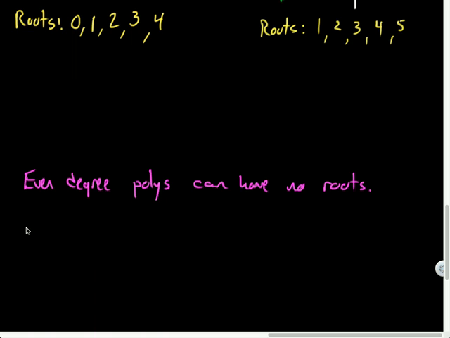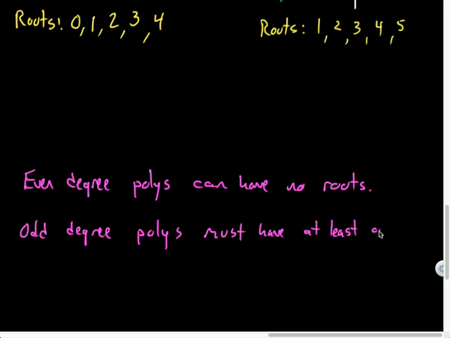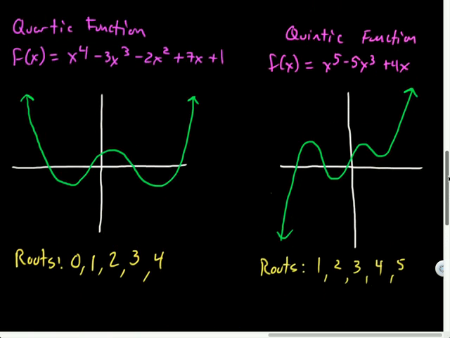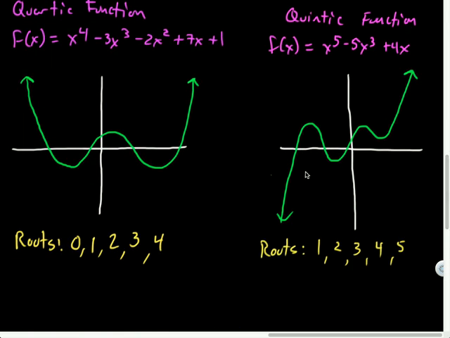So similarly, we would say odd degree polys must have at least one root. Okay, I like that. And it's related to what's called end behavior of the function. We'll talk about that in a little bit.